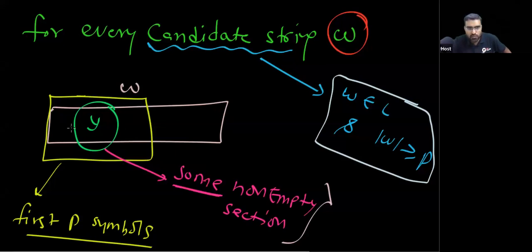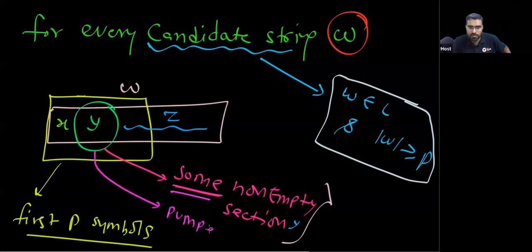Okay. So in this, see, this is your Y. This area, let's call it X. And this area, let's call it Z. And remember, this non-empty section is Y, the section which can be pumped. This is what we pump.